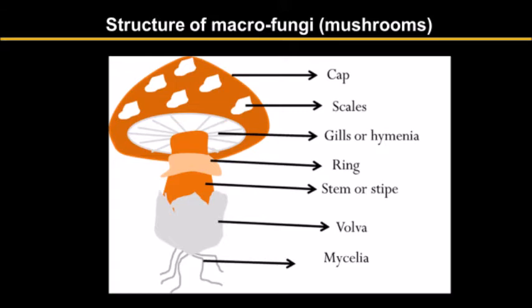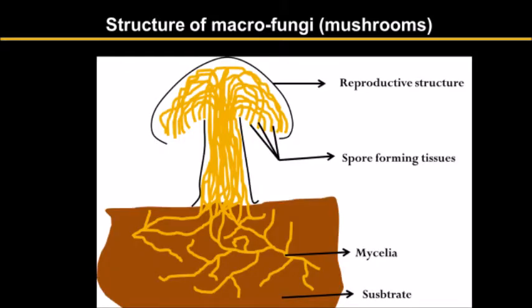The stipe supports the cap and connects the cap with the mycelia. Beneath the stipe, we have the mycelia. These are thread-like roots. They attach the mushroom to the substrate or the media where the mushroom is feeding from. In general, a mushroom is usually made of a dense mass of mycelia, or what we are calling the thread-like roots.